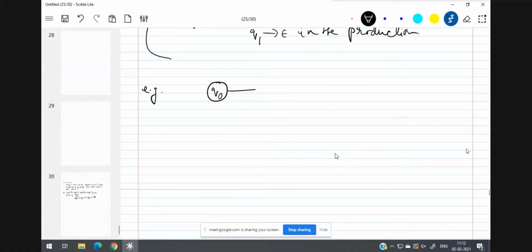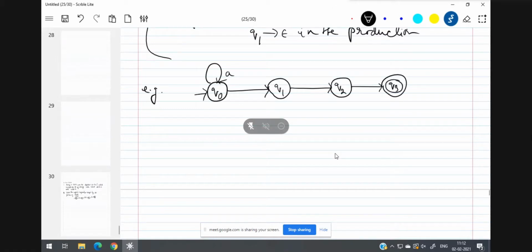Q naught, Q1, Q2, Q3. This is the NFA, with transitions on A, B, C. Now, from this given NFA, let me write certain things which will be required for our construction of the grammar.